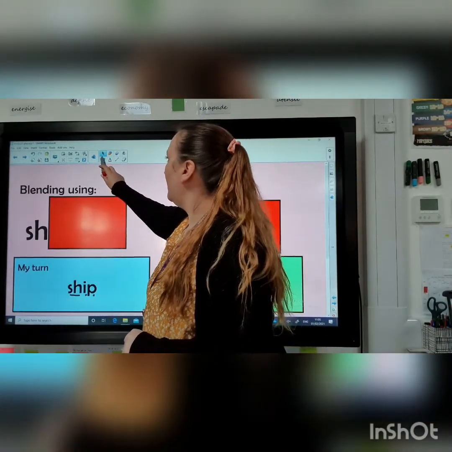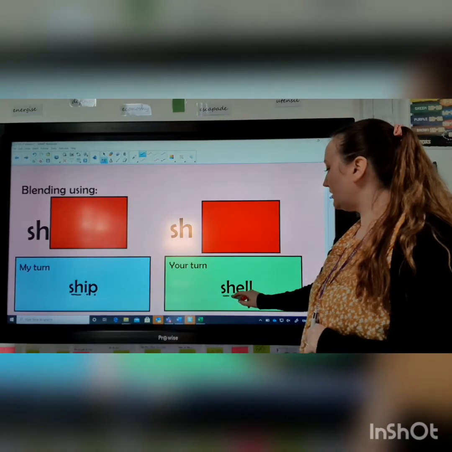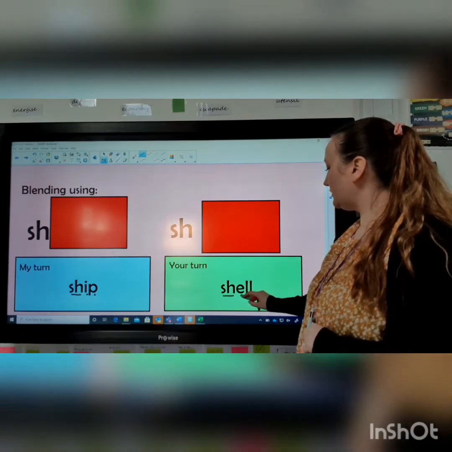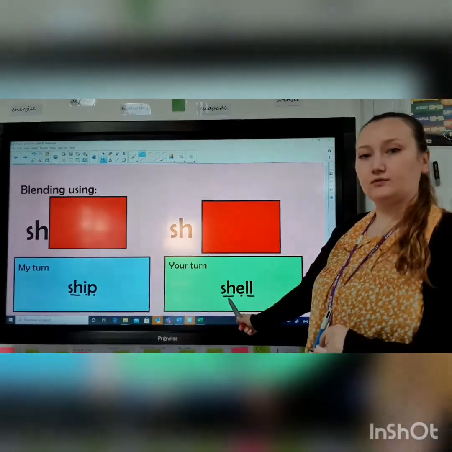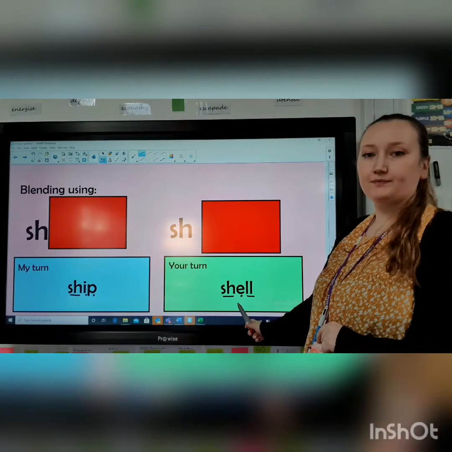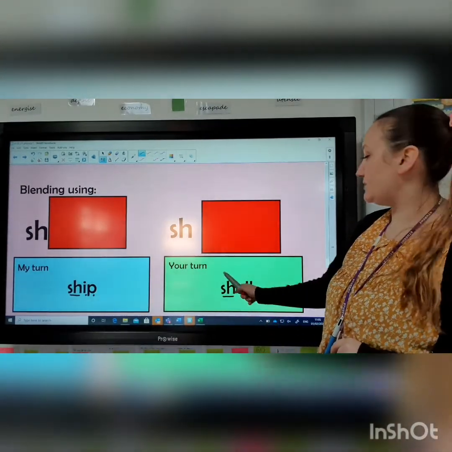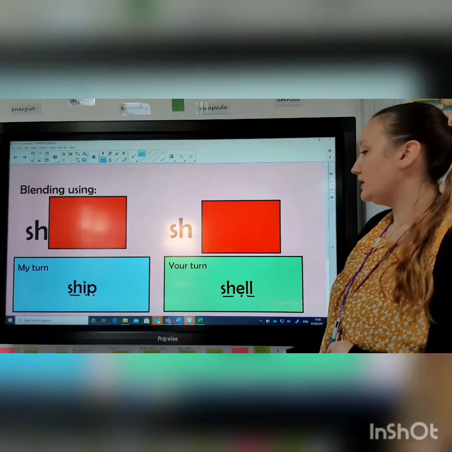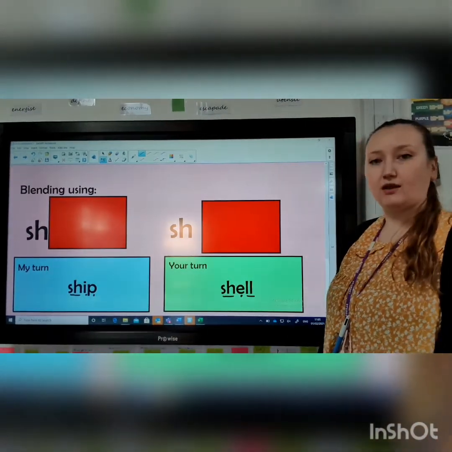Okay, so now it's your turn. We have here 1, 2, 3 phonemes. We have, what's this one? It's sh. This one, e, and this one, o. So if you notice, we've got 2 digraphs in this word. So it looks like a really long word to read, but actually it's just 3 phonemes.